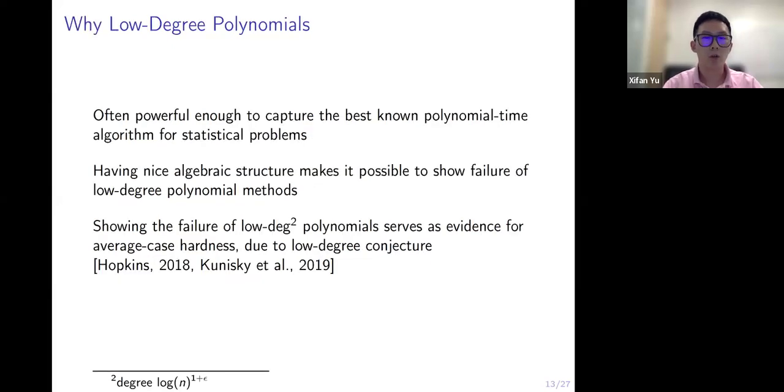So why do we care about low degree polynomial algorithms? There are a few reasons. One could argue that they are often powerful enough to capture the best known polynomial time algorithms for statistical problems. They also have nice algebraic structure that makes it possible to show failure of the low degree polynomial method. And showing the failure of the low degree method is considered evidence for average case hardness, due to the low degree conjecture.